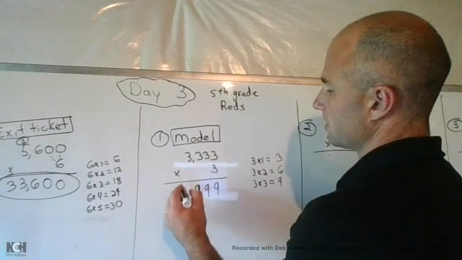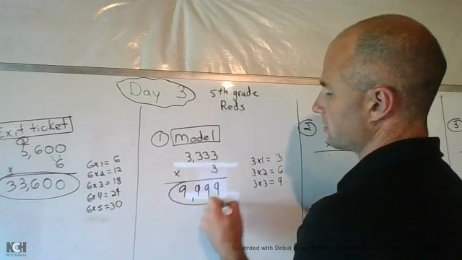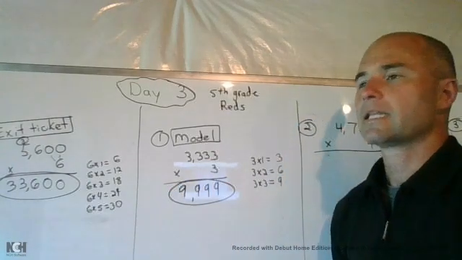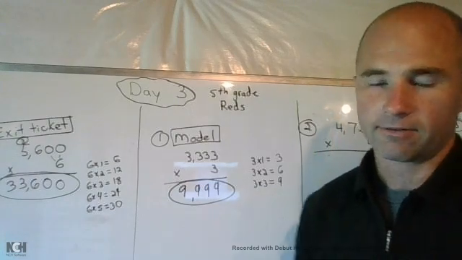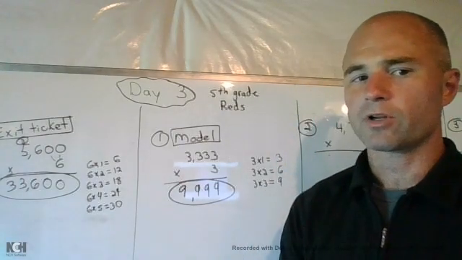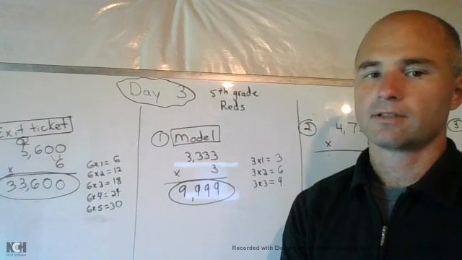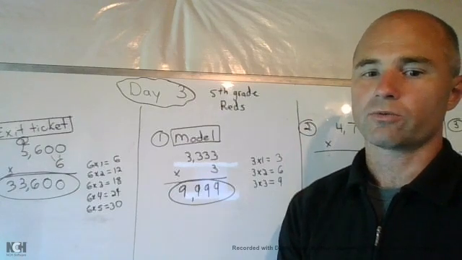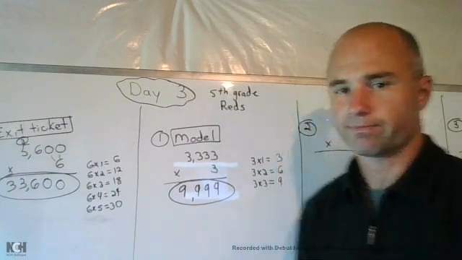3 times 3 is 9, giving me a total answer of 9,999. Now with that problem, there was no regrouping. But the next problem, you certainly will see there will be.